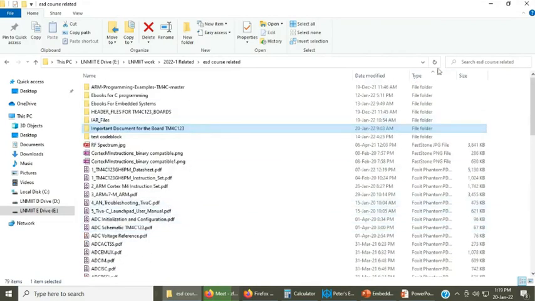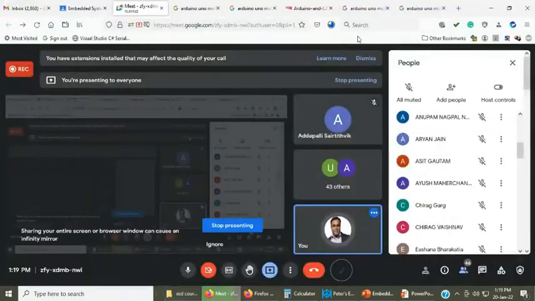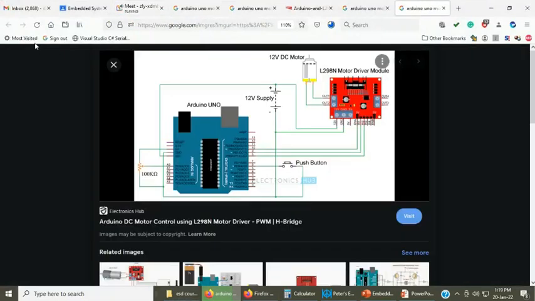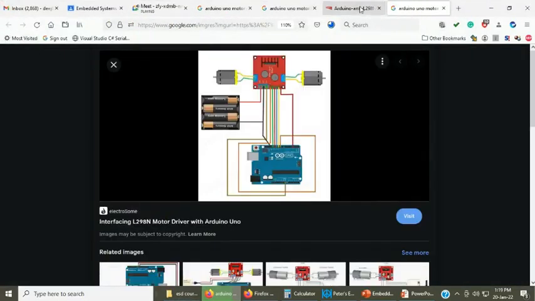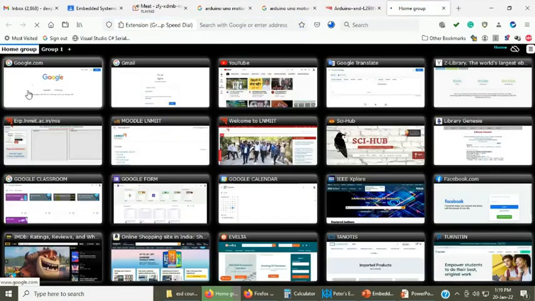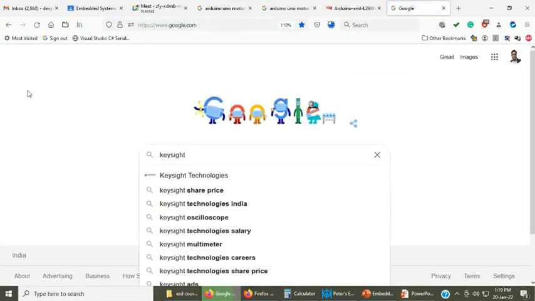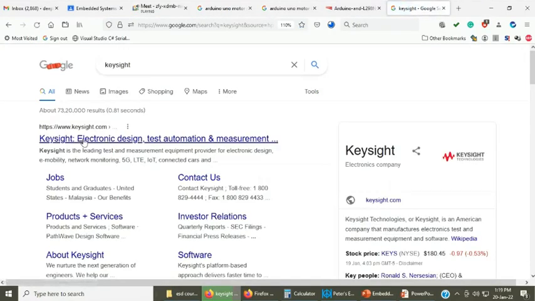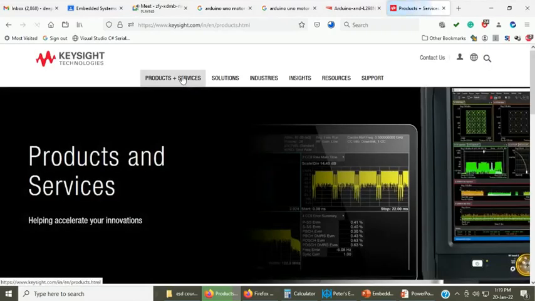So I don't have the power supply here. Don't worry, no issues. I can just go to the website and download one power supply's data sheet. So just let us check the basic difference between normal knowledge and this thing.